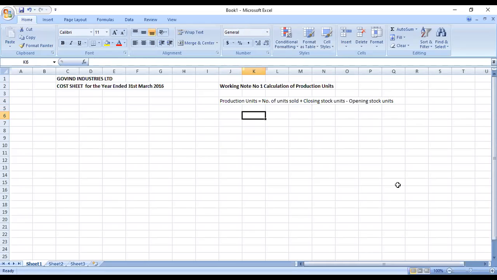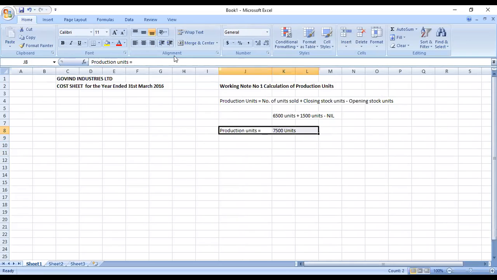Number of units sold, how much is it? 6,000 units plus closing stock units, how much is given? 1,500 units, and opening stock is nil. Therefore it comes to 7,500 units. Therefore the production unit is 7,500 units. Okay, so this is your working note number one.